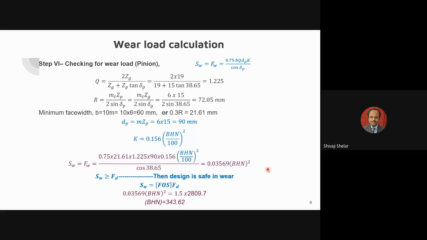Again, you have to make this design safe. So when you are making this design safe, your beam strength value and wear strength value have to be greater than or equal to the FD value. Then only the design is safe in wear. So if you want to remove this greater than sign here, you have to put an equal to sign. For putting this equal to sign here, we have to introduce a factor of safety here.